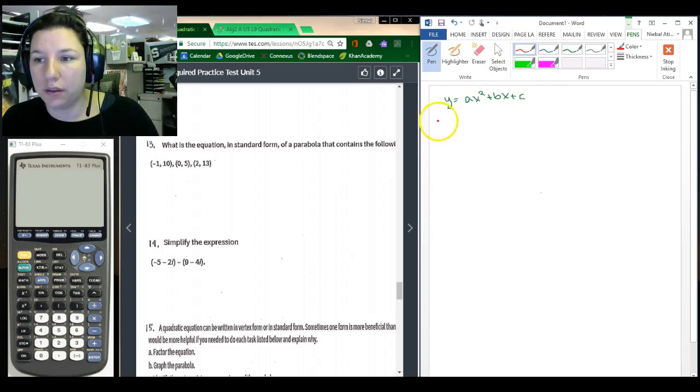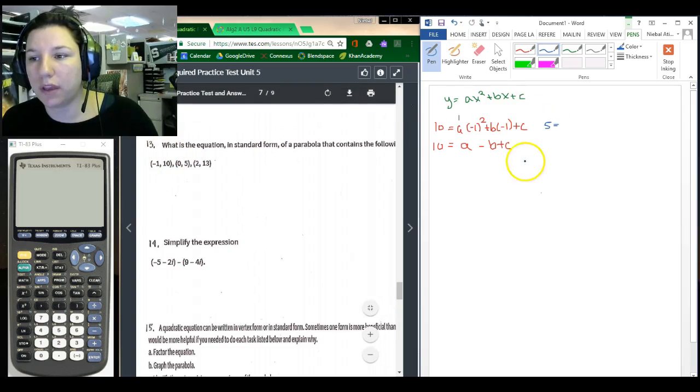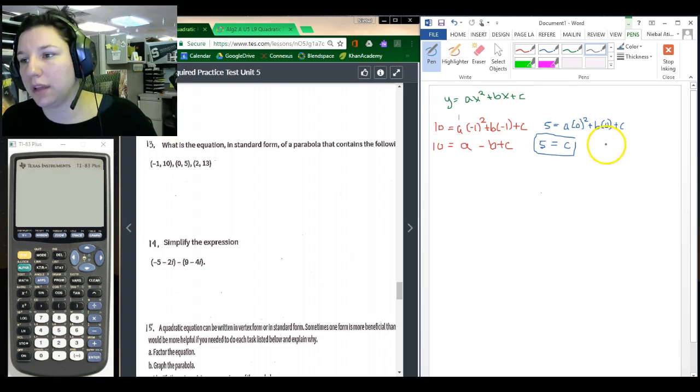So we have 10 equals A times negative 1 squared plus B times negative 1 plus C. So that gives me 10 equals A minus B plus C. Then we've got 5 equals, right, because our y is 5, A times 0 squared plus B times 0 plus C. So 5 equals, this is going to be 0, this is going to be 0, and I've got one of my answers. Let's do the last one.